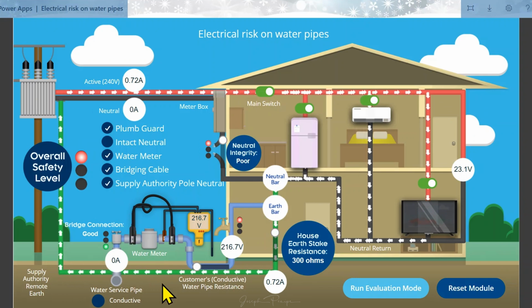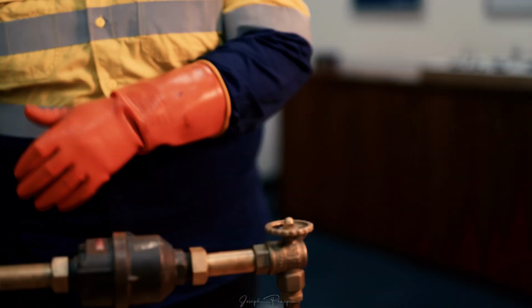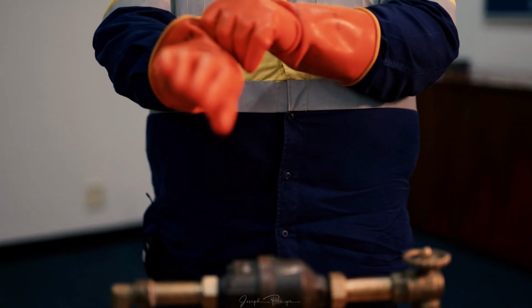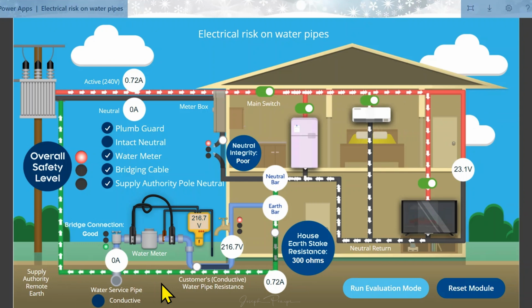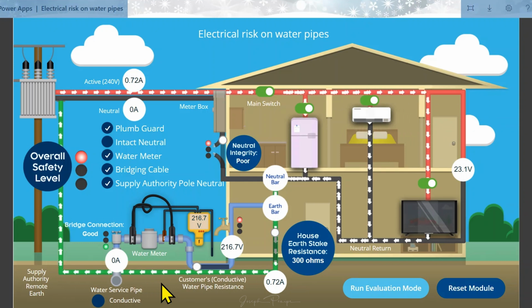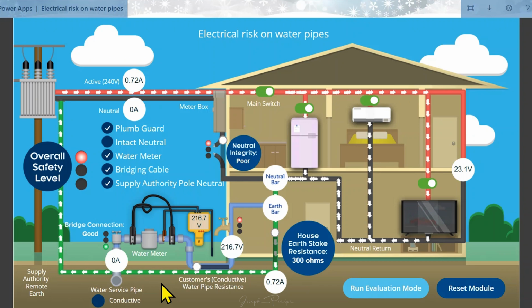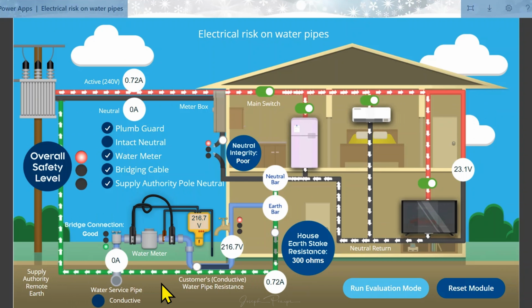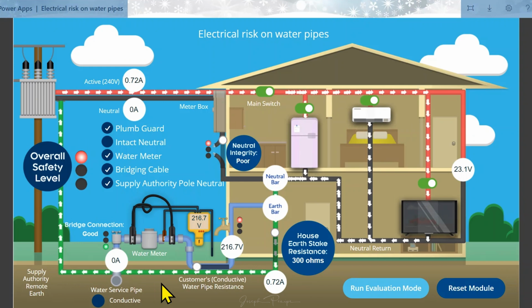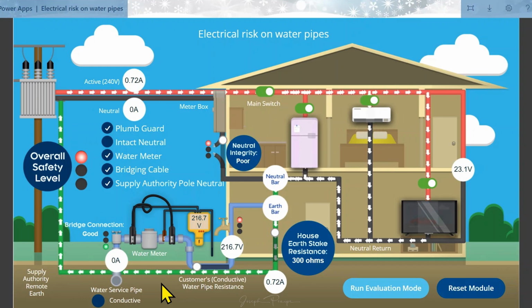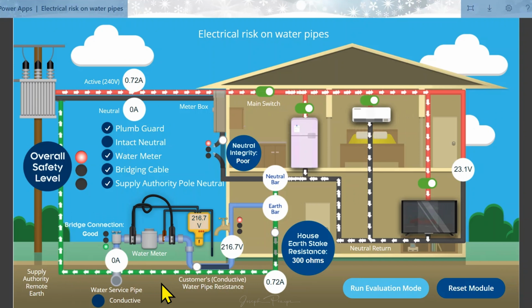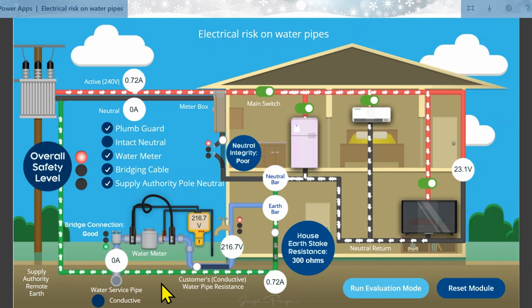It is for this reason that operators must at all times wear electrically rated insulating gloves. In some ways, this simulation demonstrates that bridging cables alone are not an effective means to mitigate electrical shock in the event the service pipe is a non-conductive PVC pipe. Although the Plum guard will notify the operator through an audible and visual alarm if it measures anything above 6 volts, wearing the correct electrically rated insulating gloves is the best way to mitigate an electrical shock.